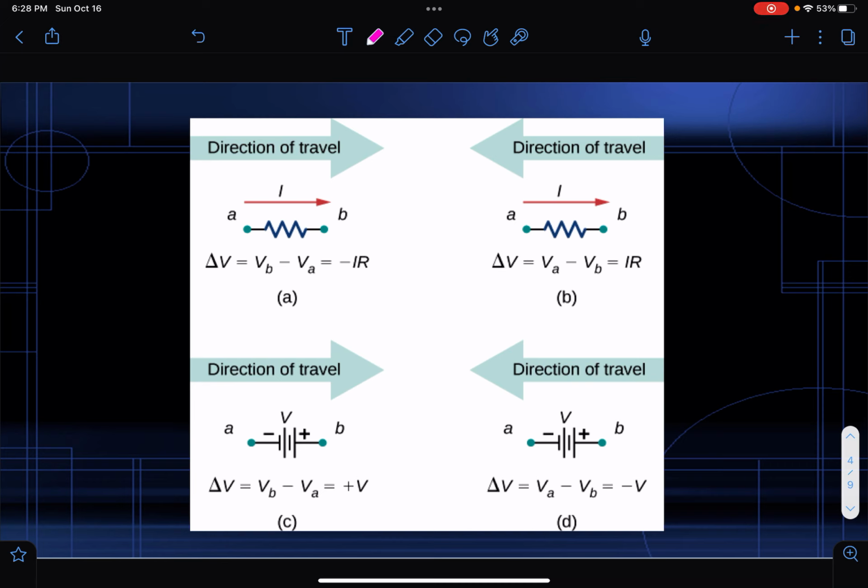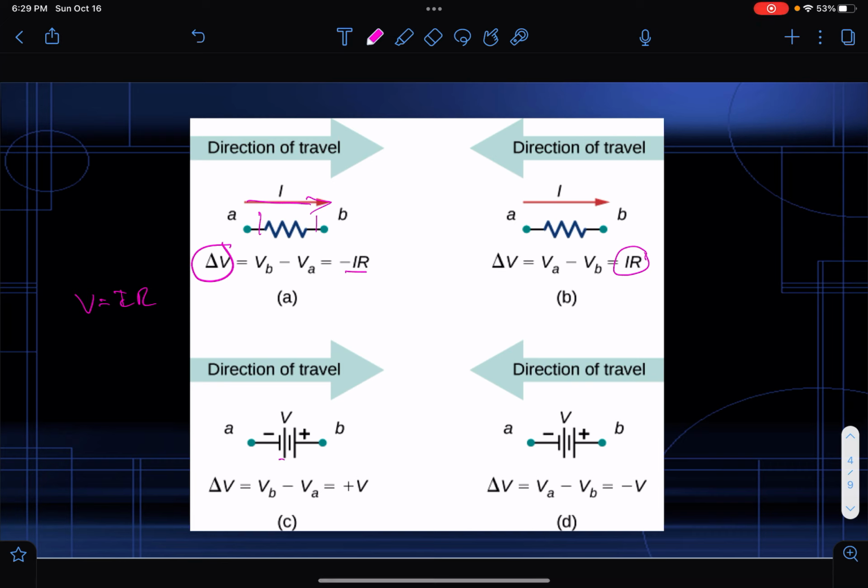The voltage drop across a resistor is the potential difference between two points. Thanks to Ohm's law, V equals IR, so we can refer to our voltage drop as the current times the resistance. If the current is going in the direction of travel, the voltage drop should be negative. If the current is going in the opposite direction, we end up with a positive.